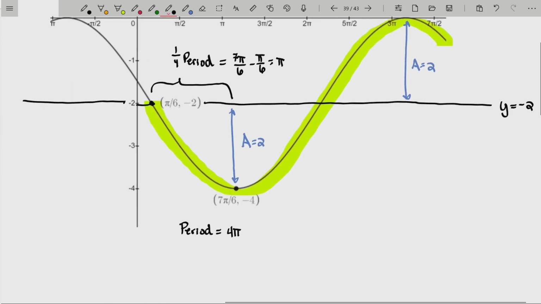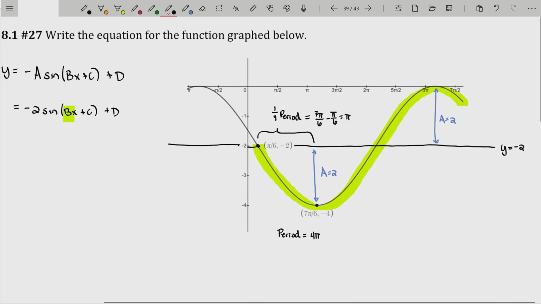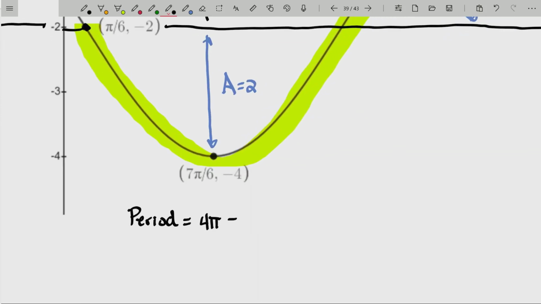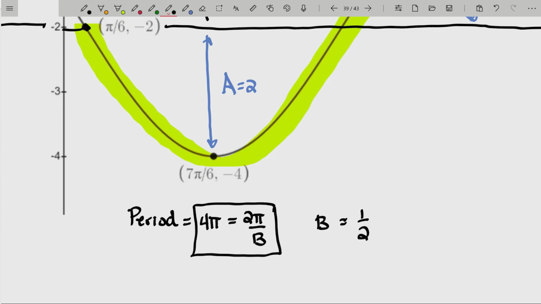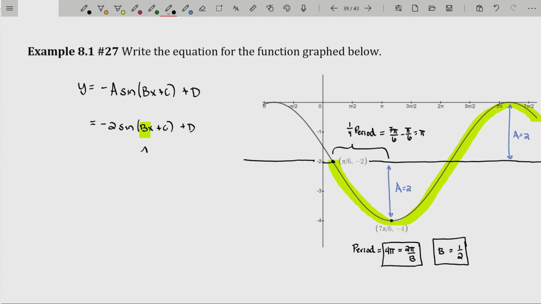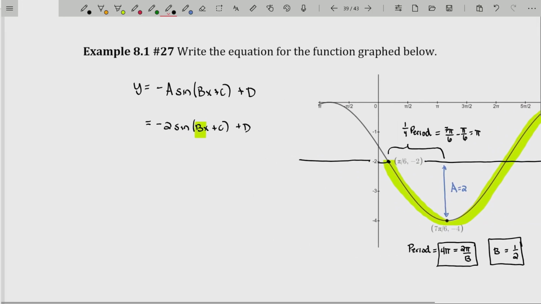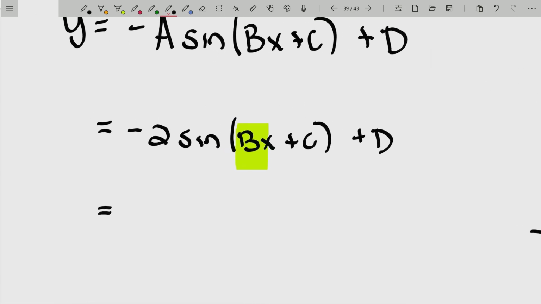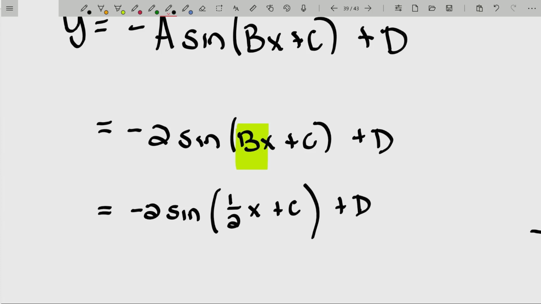So if the period is 4 pi, remember to transpose that into this function, the period is supposed to be 2 pi over b. If you solve that equation for b, multiplying both sides by b and dividing both sides by 4 pi, you'll get b is equal to 1/2. Let's go ahead and plug that in. Zooming in here to do that, it equals a -2 sine of 1/2 x plus c and then plus d.